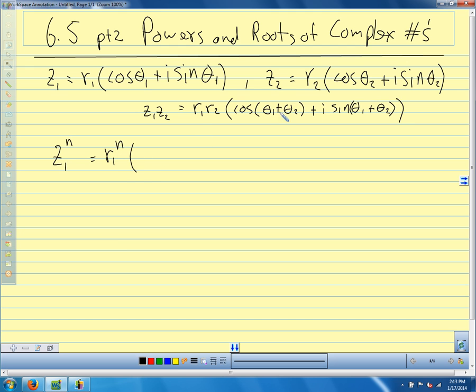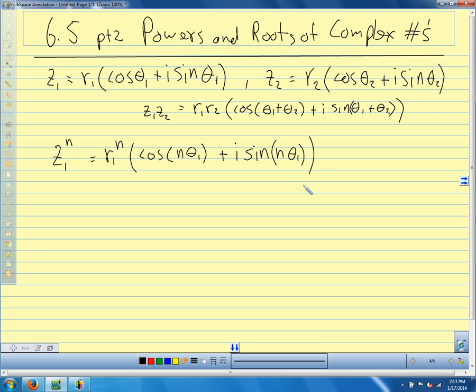And in here, we're adding our angles. So we're doing theta 1 plus theta 1 plus theta 1, however many times. How do we write that? n times theta 1. Repeated addition is multiplication. So we can write that as cosine of n theta 1 plus i times the sine of n theta 1. So there's how we're going to find powers of complex numbers.